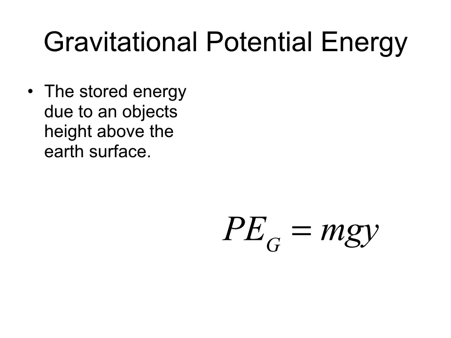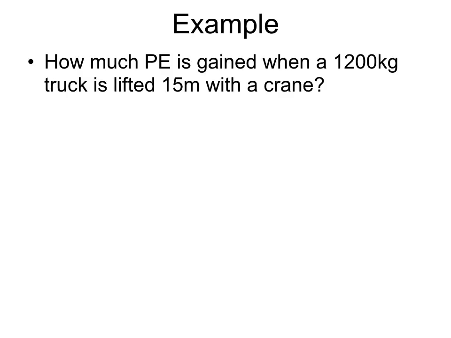So our first example, how much potential energy is gained when a 1200 kilogram truck is lifted 15 meters with a crane? So we're looking for potential energy. We're given our mass. We're given our change in height.